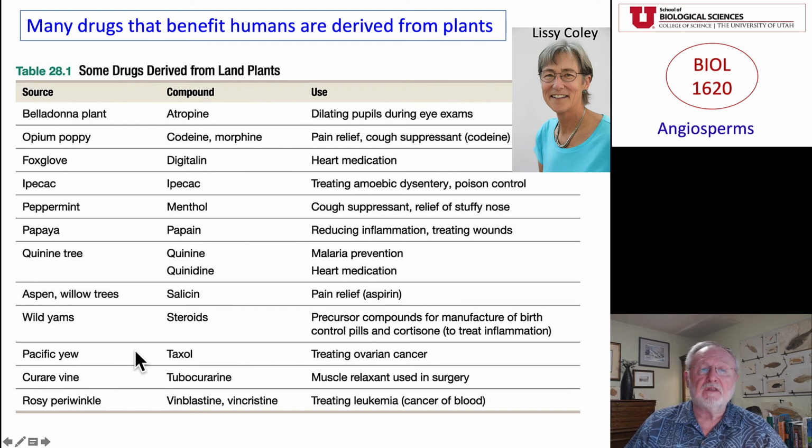Lizzie Coley and others have been involved in studies isolating different taxols that come from the Pacific yew, and those are associated with treating cancers such as ovarian cancer. We have some that are associated with pain relief, such as morphine and codeine. So quite a few compounds that are part of our medical establishment today are naturally occurring secondary compounds in plants whose primary function is to reduce herbivory or to reduce microbial activity.